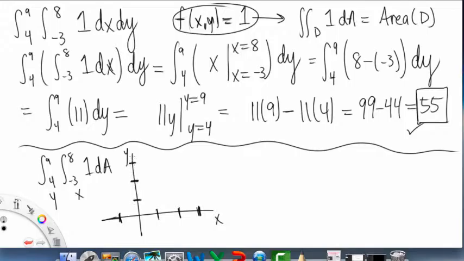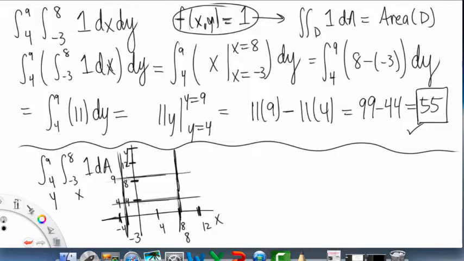1, 2, 3, 4. Okay, so this is negative 4, this is positive 4, positive 8, positive 12, positive 4, positive 8, positive 12. Okay, so if x is going from negative 3 to 8, these are the lines here, those are the bounds on x, and then for y, it's from 4 to 9, which is about here. Alright, so this is from 4 to 9, and this is from negative 3 to 8. So this is our domain here in the rectangle, right? So that's our domain D.